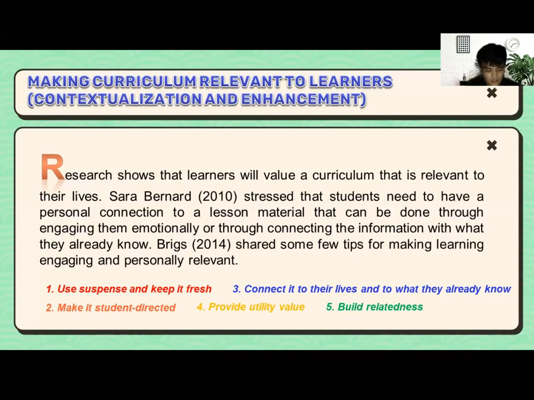Next, we have build relatedness. Relatedness, on the other hand, answers the question, "What does this have to do with me?" Enable the students to ask themselves, "What does this have to do with me? What can this topic do for me?" You have to build relatedness with the students. So when they come up with the idea, "Oh, this topic is very important, and it really gives me a bunch of information for me to grow."